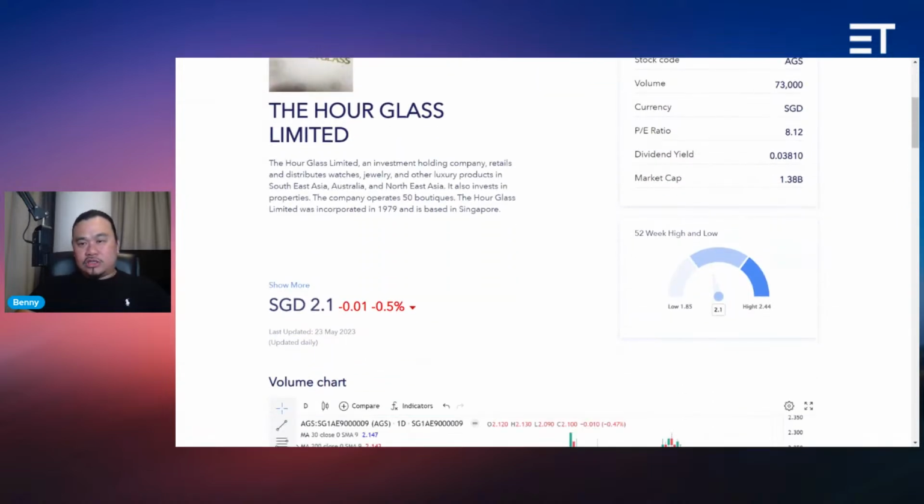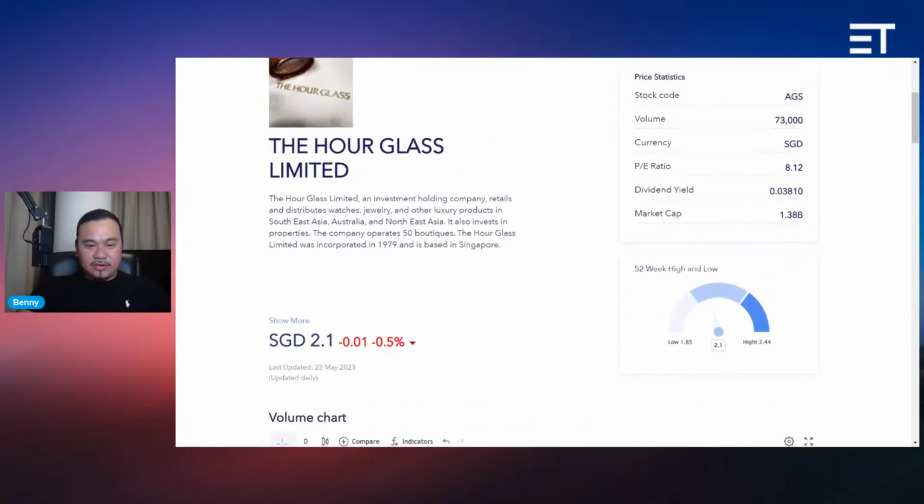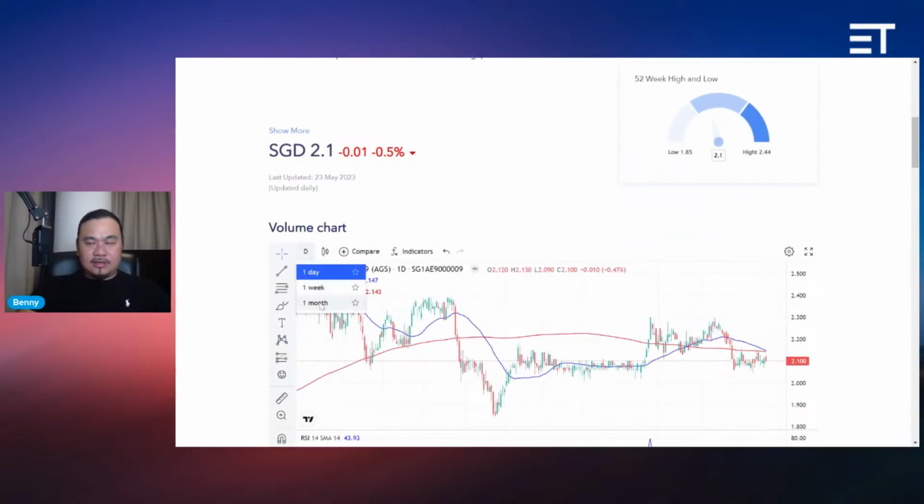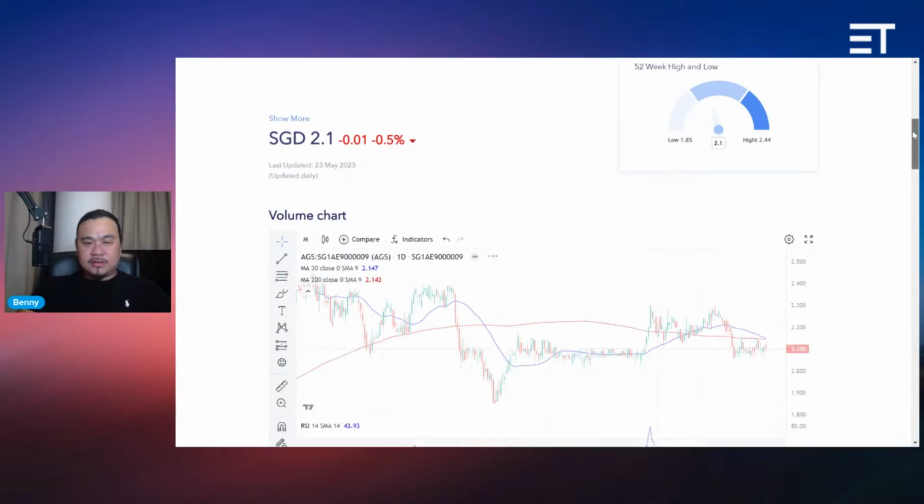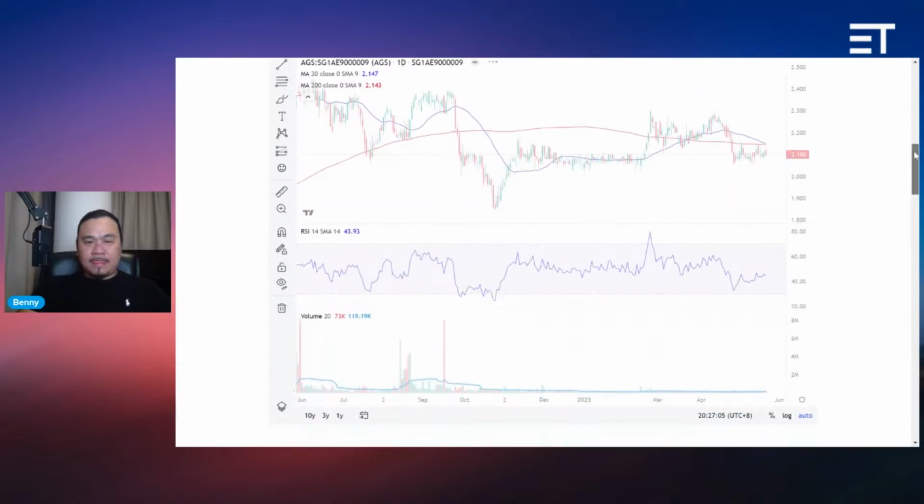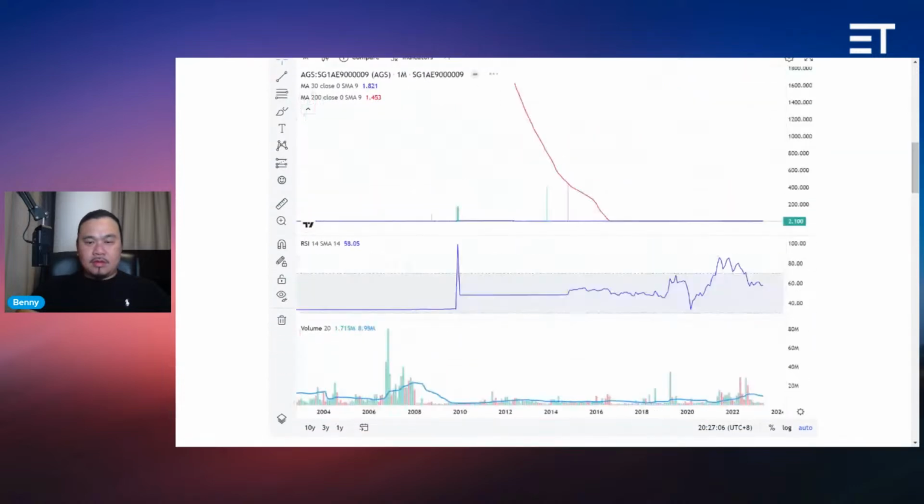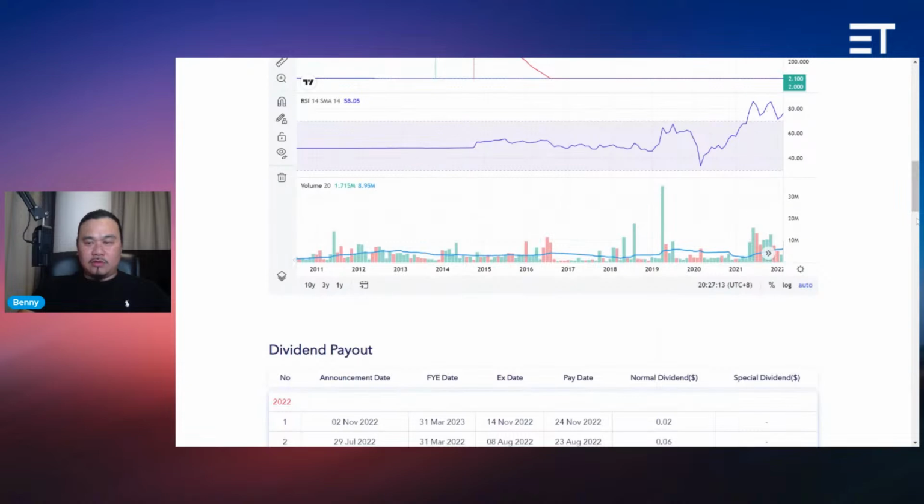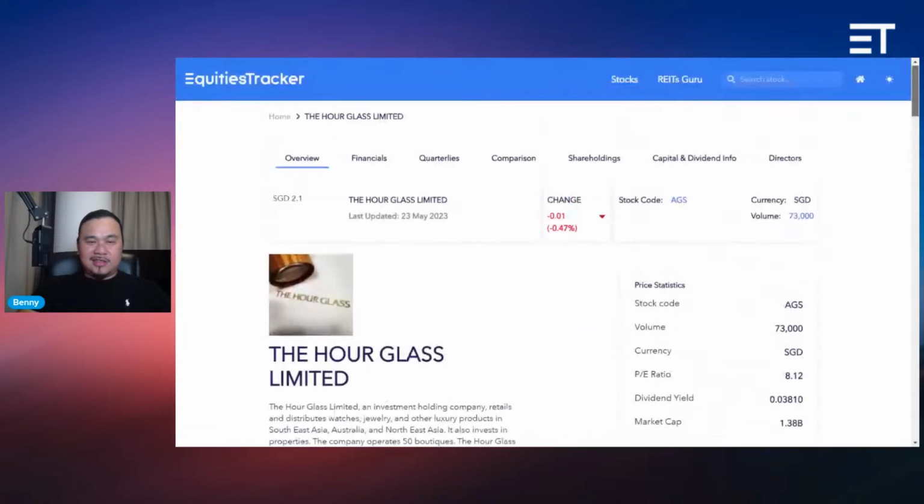Okay, watches, luxury watches. So this company, you can see the share price. If I'm going to look at a longer term, so I can go to monthly chart. Okay, there's not much happening here. Okay, trading volume is quite low for this company. Let's take a look at financials.